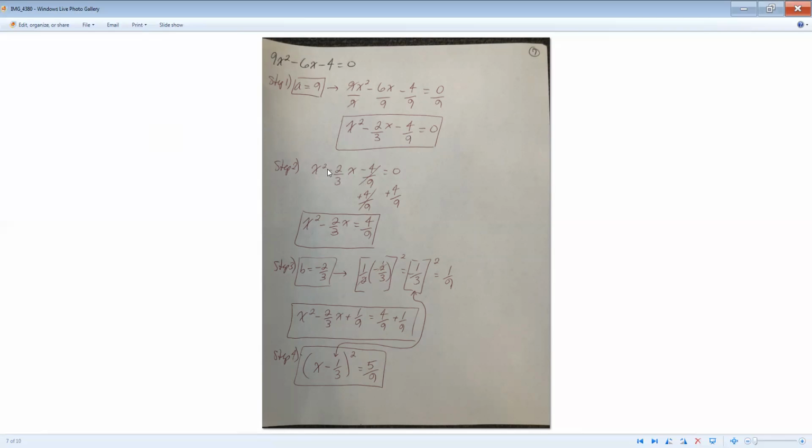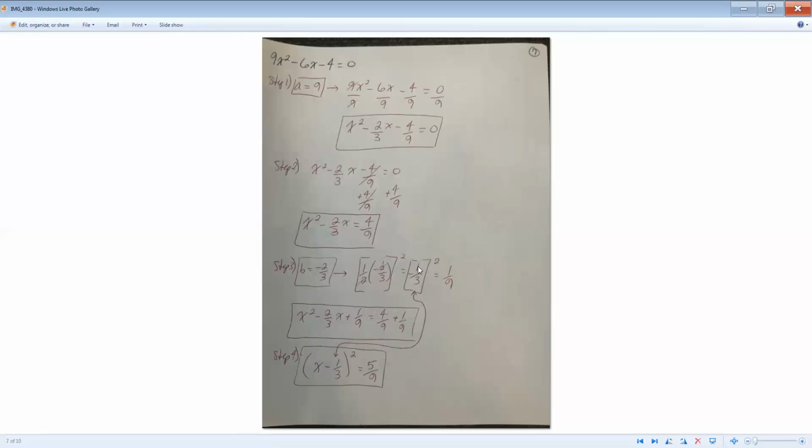From there, we're going to isolate our constant. So we're going to add 4/9 to both sides. So that's x squared minus 2/3 x equal to 4/9. Next step, take half of your b term. B term in this case is -2/3. Take half of -2/3 and square it. So half of -2/3 is going to be -1/3.